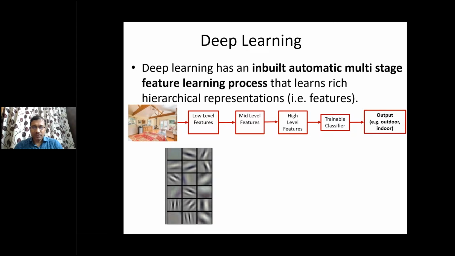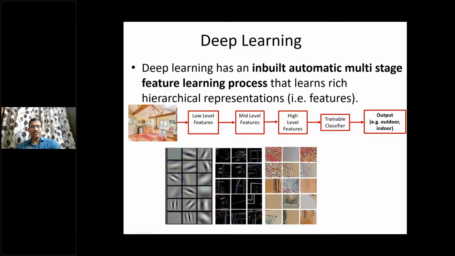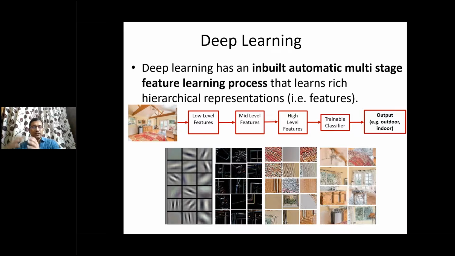So what we see is that we take the differential information, threshold it, and convert it to edges. From edges we generate textures. From textures we generate the object information, and from objects we classify whether it's an indoor room or an outdoor room, and this is what deep learning is.